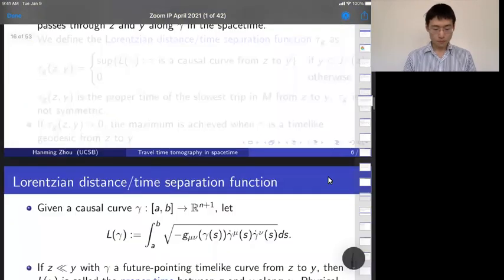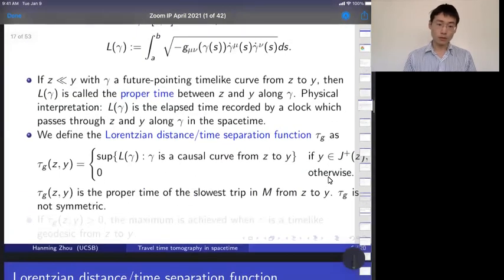So then we can define the so-called Lorentzian distance, or sometimes called the time separation function, tau, for arbitrary 2 points in the following way. If y is in the causal future of the point z, then we just take this tau to be the supremum of all these proper times of these causal curves from z to y. Otherwise, if y is not in the causal future, then we just assign this tau to be 0.